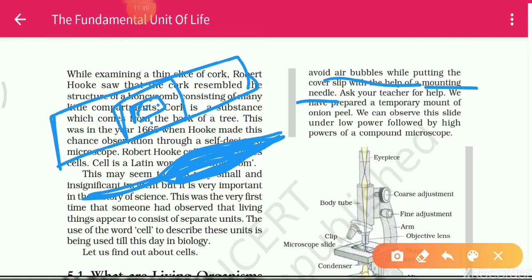If lots of air bubbles come under this slide, then when we observe the slide under the microscope, what happens? You will see only the big bubbles under the microscope. You will not see the cells. That's why we take precautions while putting the cover slip on the slide. Okay, students, that's why we take this precaution here.